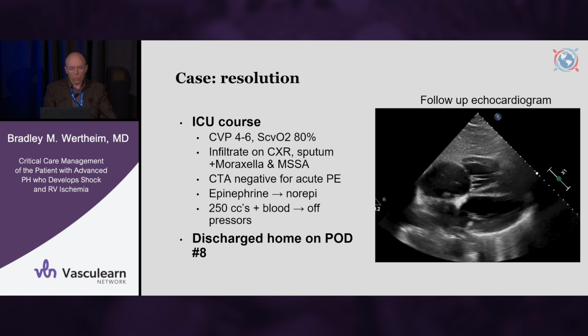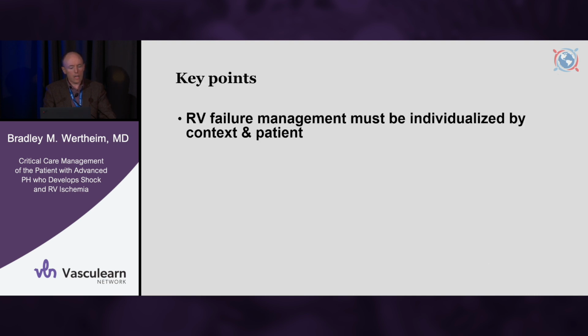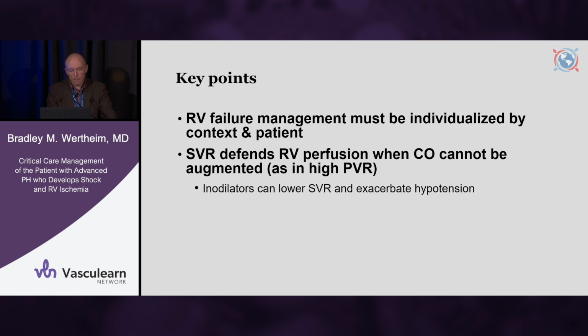So what are the key points? RV failure and management of RV failure really need to be individualized by the context and the patient. And I think sometimes in the hospital, we fall into the trap of thinking about right heart failure as the same syndrome, and people start thinking about the same things. Well, it's actually a lot of different clinical syndromes, and you really need to think about what's going on with the patient. As you can tell, I'm a big believer that SVR really defends RV perfusion, especially in situations when cardiac output can't be augmented. These are most of the patients I'm seeing. When their PVR is 10, there's only so much making that right heart squeeze harder is going to do.